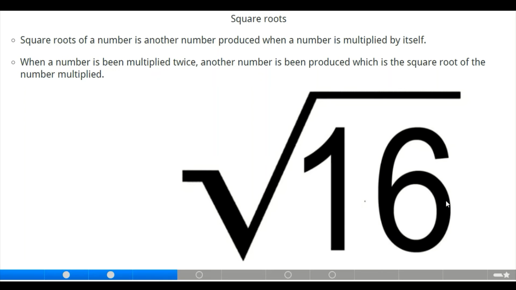So now, for example, here we have this. We call it the square root of 16, or root 16. So for us to get this root 16, something has actually happened. We have multiplied a number 2 times, and that gives 16. So if you multiply 4 times 4, that gives us 16. So root 16 is going to be what? Root 16 is going to give us 4.